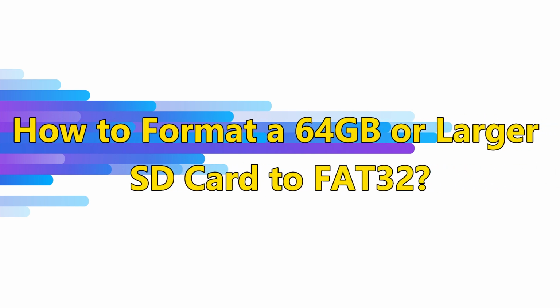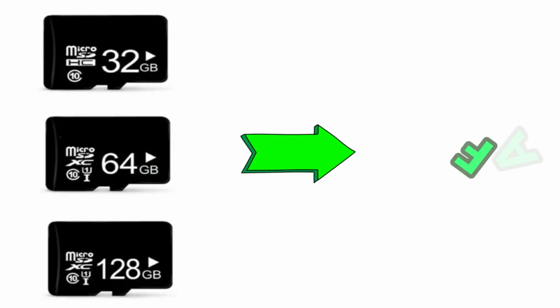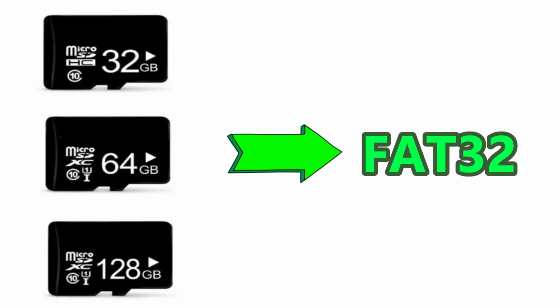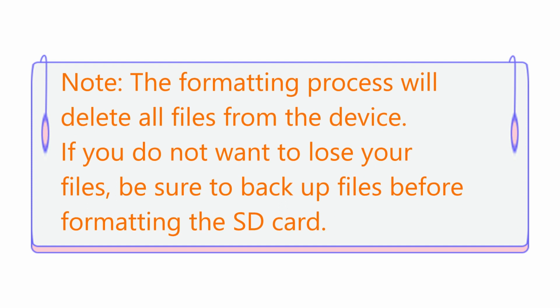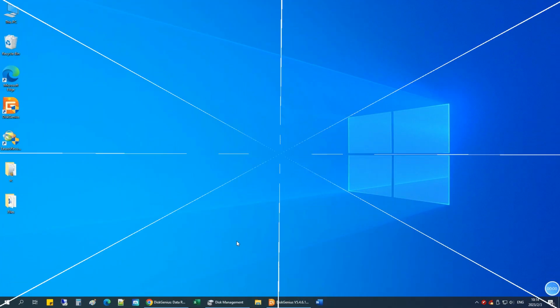How to format a 64 GB or larger SD card to FAT32. This video will show you how to format an SD card over 32 GB to FAT32 file system on Windows 10. Formatting process will delete all files from the device. If you do not want to lose your files, be sure to back up files before formatting the SD card.